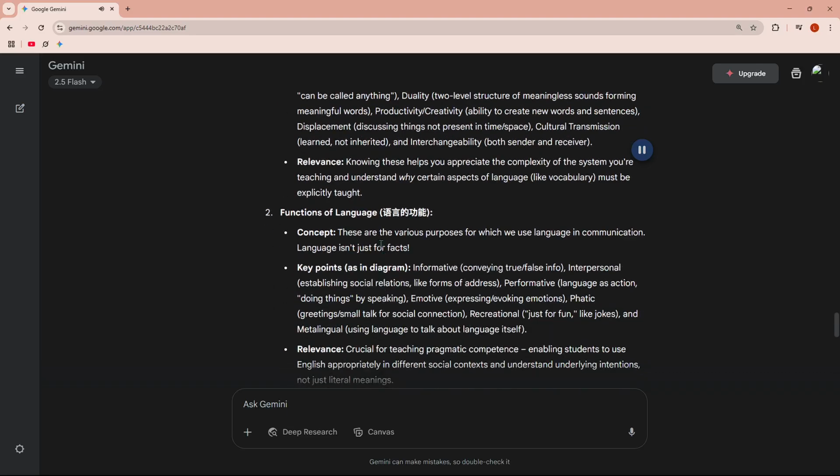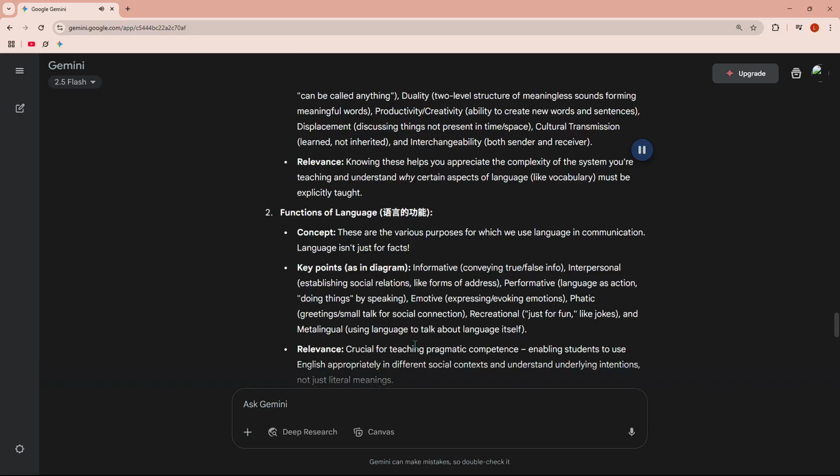2. Functions of language, Yuyan Da Gong Nen. Concept. These are the various purposes for which we use language in communication. Language isn't just for facts. Key points, as in diagram: informative, conveying true or false info; interpersonal, establishing social relations, like forms of address; performative, language as action, doing things by speaking; emotive, expressing or evoking emotions; phatic, greetings and small talk for social connection; recreational, just for fun, like jokes; and metalingual, using language to talk about language itself.